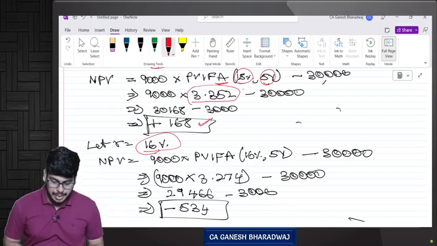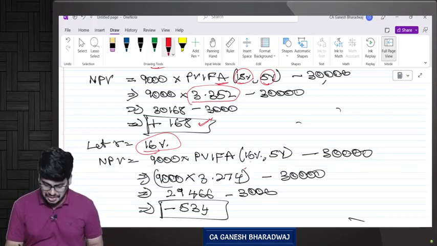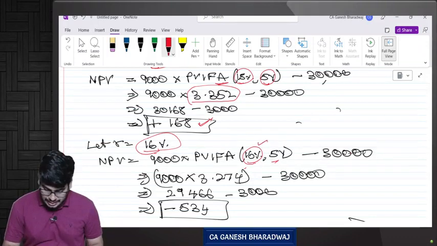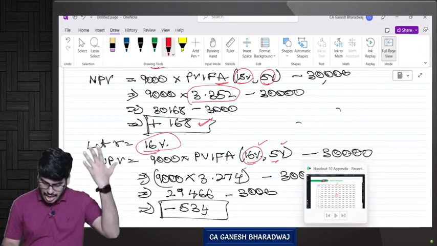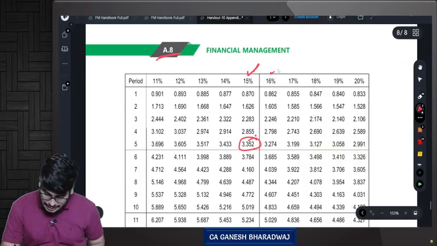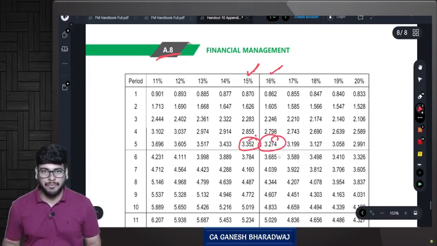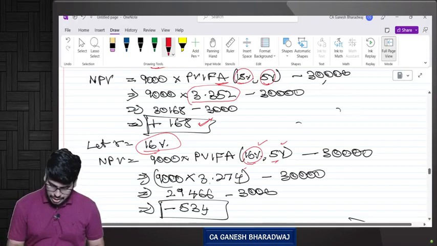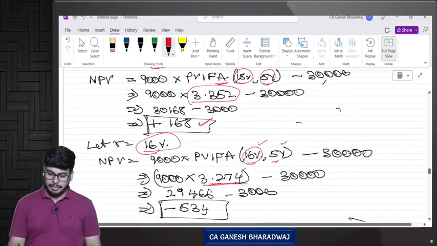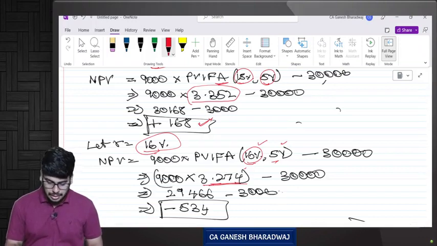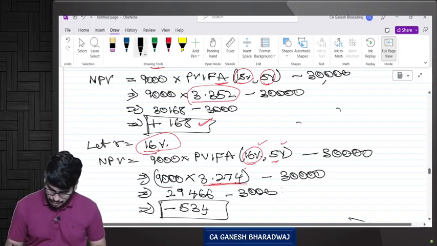Yes. So now what do we do here? Again, 9,000 into present value interest factor of annuity for 16% for 5 years minus 30,000. So for 16% 5 years, again from the annuity table, how much is this? 3.274. Correct or not? Yes. So you just write down here 9,000 into 3.274 minus 30,000. So here it is nothing but 29,466 minus 30,000.